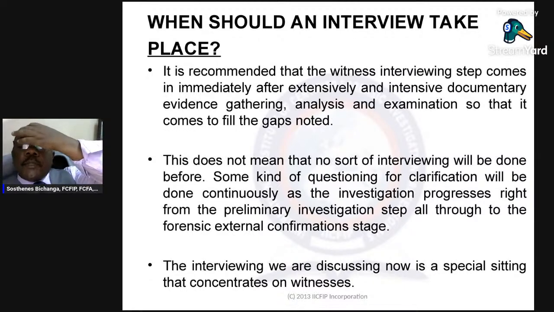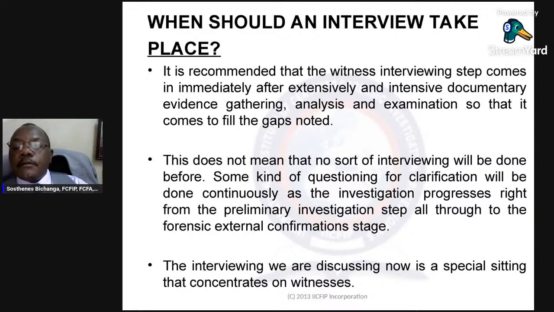When should an interview take place? It is recommended that the witness interviewing step comes immediately after extensive and intensive documentary evidence gathering, analysis, and examination. Immediately you complete the documentary evidence gathering and examination, you should sit down to carry out an interview, so that you fill in the gaps that you noted during that exercise of documentary evidence examination.